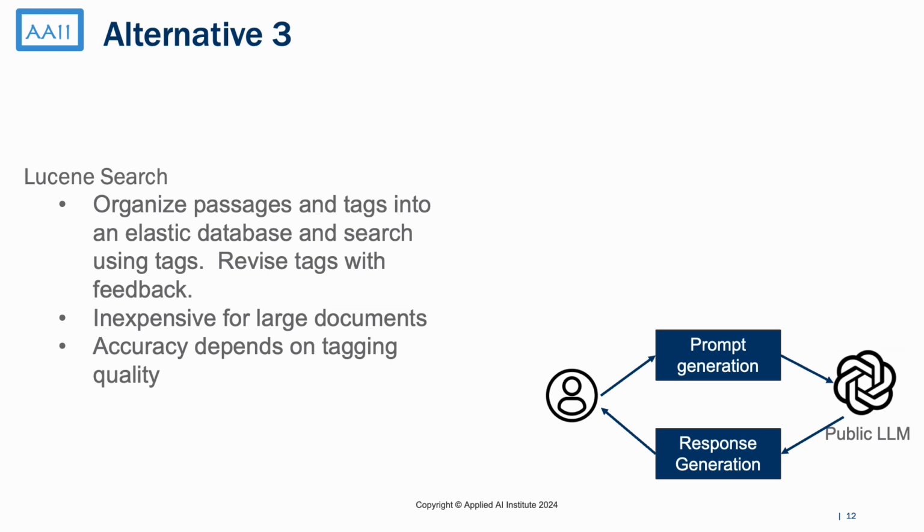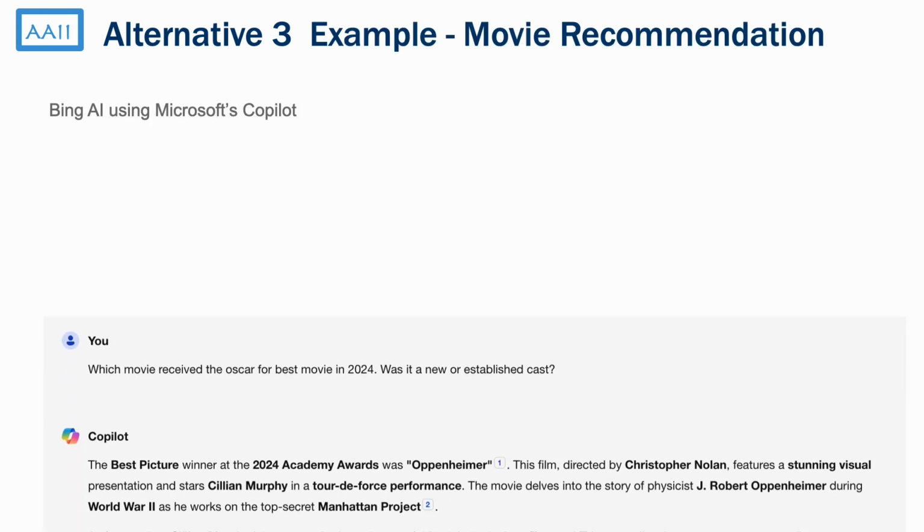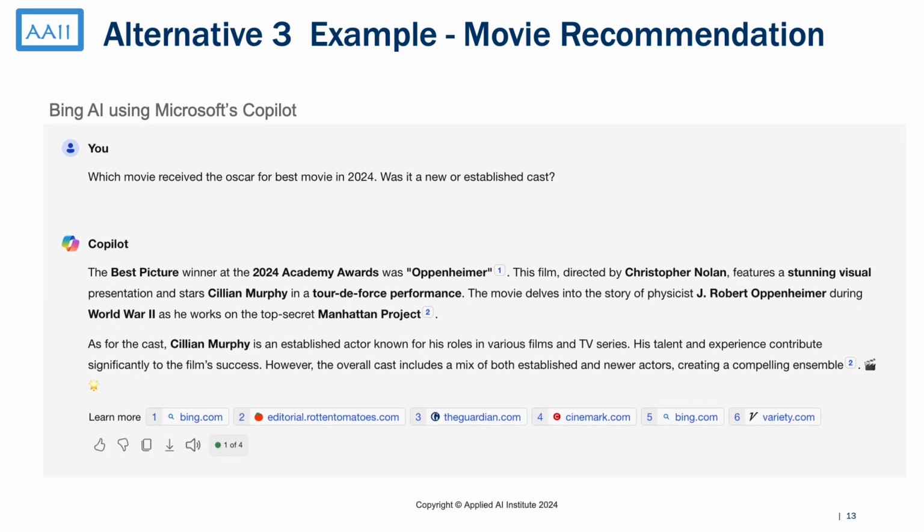Microsoft Copilot is a good example of this approach. Copilot effectively searches across the internet and provides a generative response to the query, along with information on sources it used. Which movie received the Oscar for Best Movie in 2024? Was it a new or established cast? Copilot assembled and extracted information from 6 sources to generate an overall response.